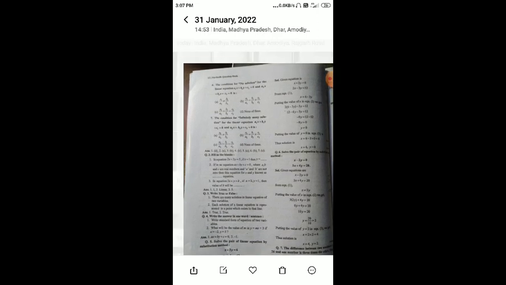Now second, if an equation ax plus by plus c is equal to 0, where a, b and c are real numbers and a, b are not 0, then this equation in x and y is known as a linear equation. Simple, because here the highest degree is 1, and x and y are two variables, so this makes it a linear equation.